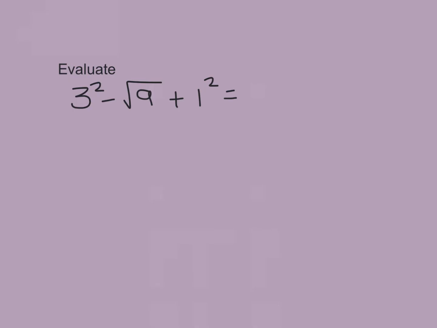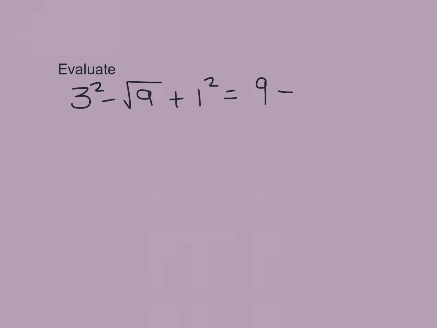Alright, don't forget that in BIMDAS we have square roots and squares, which are indices. So in BIMDAS they're very important, and they get done pretty much straight after brackets. So the first thing we're going to do is work out what 3 squared is. Well, 3 times 3 happens to be 9.